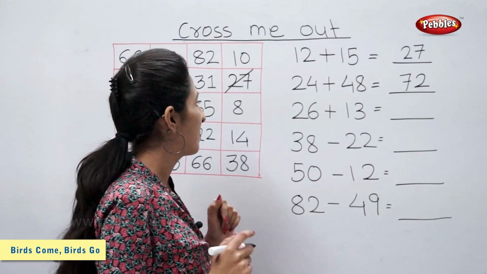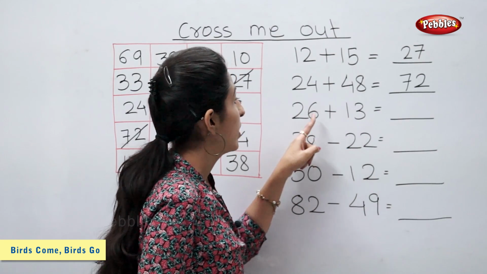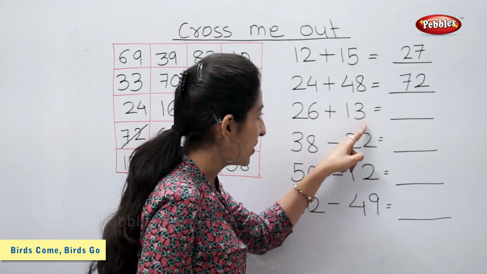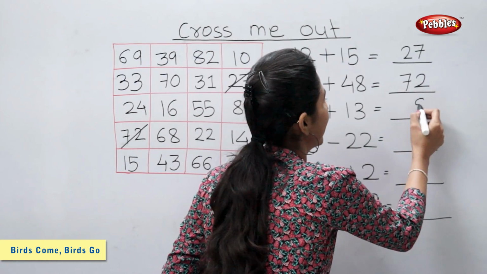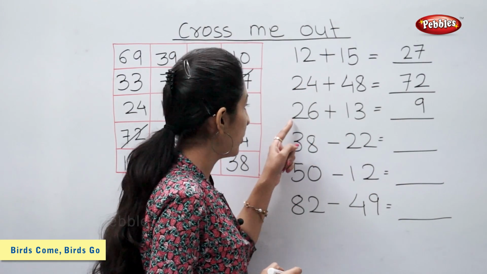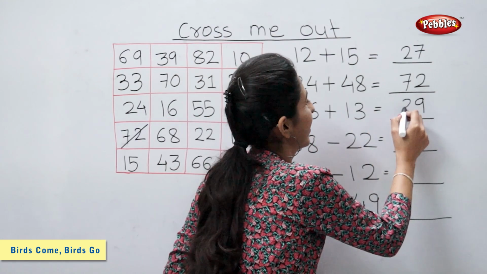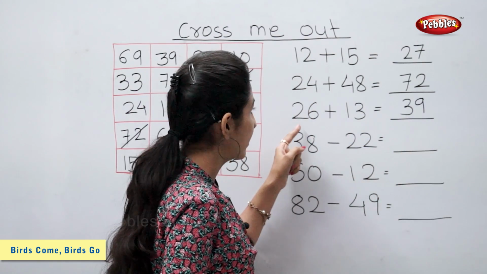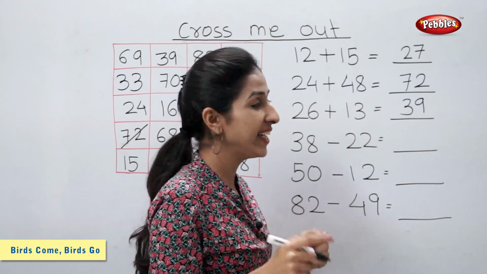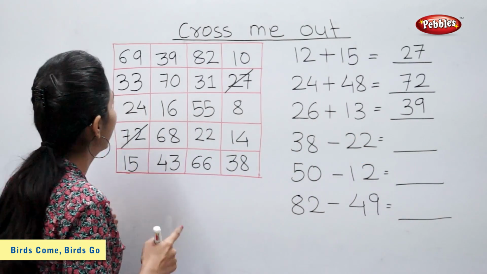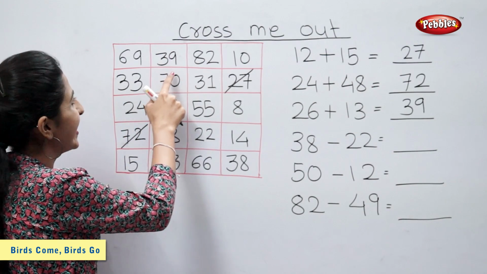Next sum. 26 plus 13. So 6 plus 3 is equal to 9. 2 plus 1 is 3. So 26 plus 13 is equal to 39. Let's find 39. Number 39.